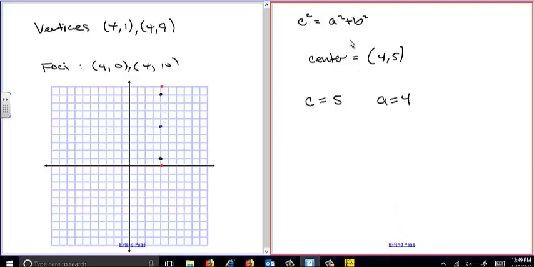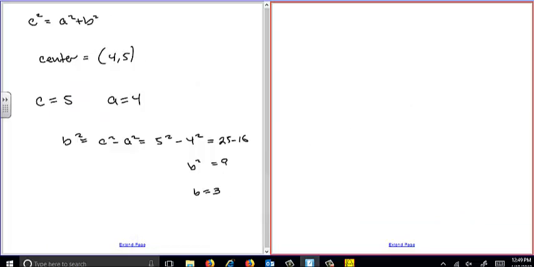So all we need is b squared to get everything we need to put this in standard form, because we have the center, we just need a and b. So if we solve this for b squared, it's going to be c squared minus a squared. So c is 5, minus a, which is 4. So that's 25 minus 16, which is 9. So b squared is 9. Now, I could say b is 3, which is true. But to put this in standard form, I don't really need b.